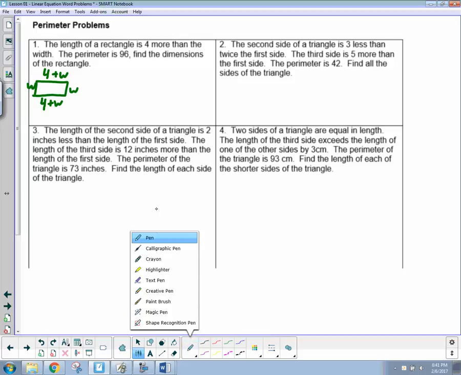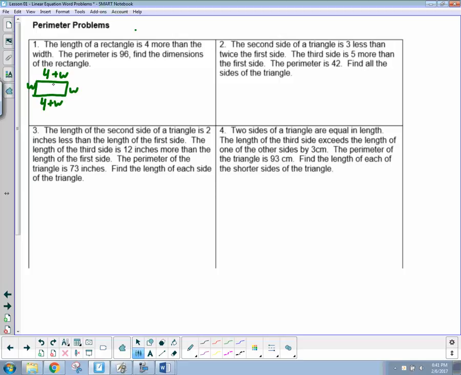Okay. So, now add them up. W, 1, 2, 3, 4 W's. 4 plus 4 is 8. Okay? All of this should equal 96. So subtract 8 from both sides.